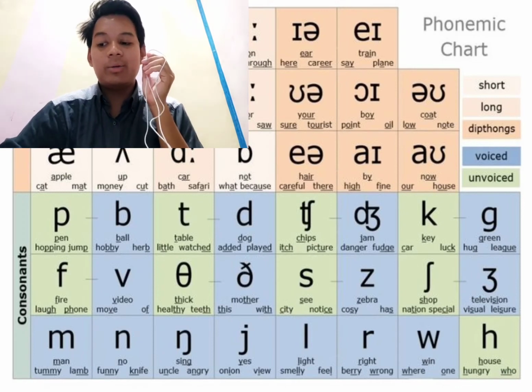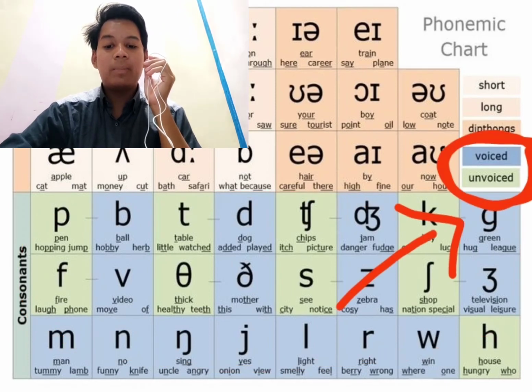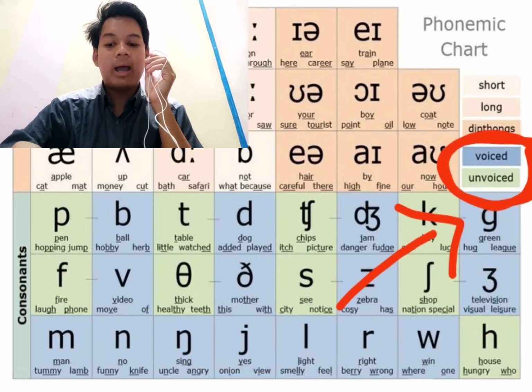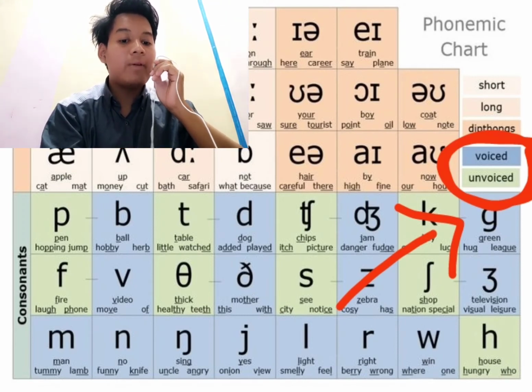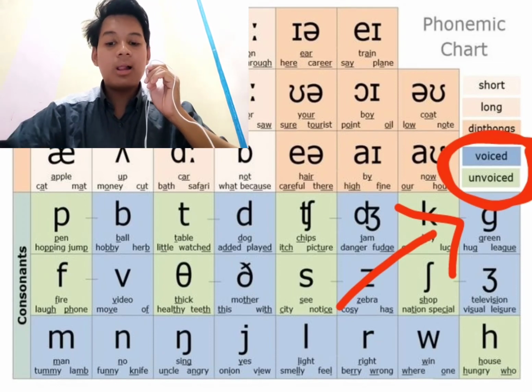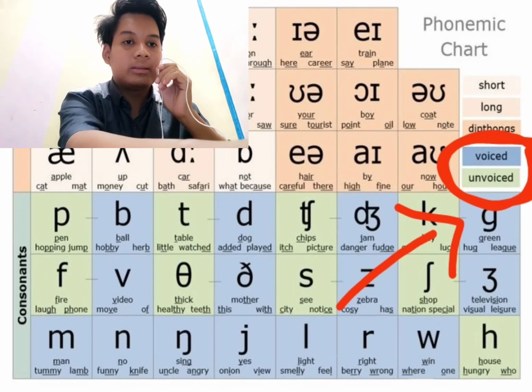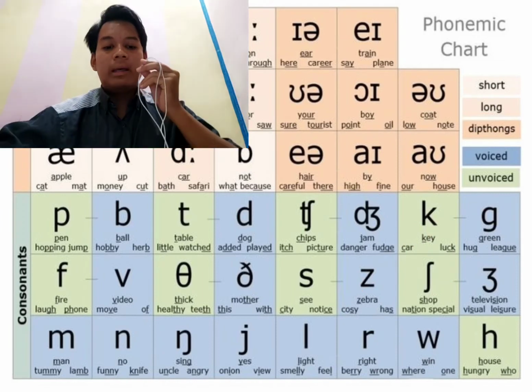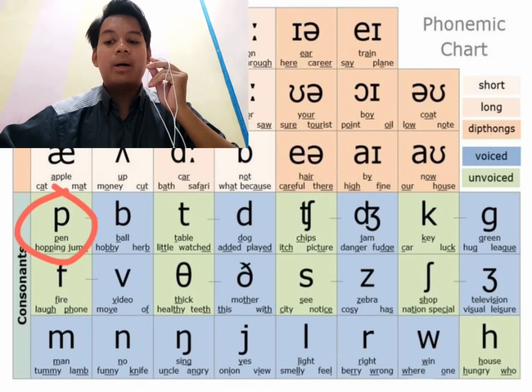Okay, let's continue. Now let's talk about consonants. In consonants there are 24 sounds, and consonants are divided into two parts: voiced and unvoiced. The green ones are unvoiced and the blue ones are voiced. Now let's talk about the unvoiced first. In unvoiced consonants there are 9 sounds. And the first one is p.